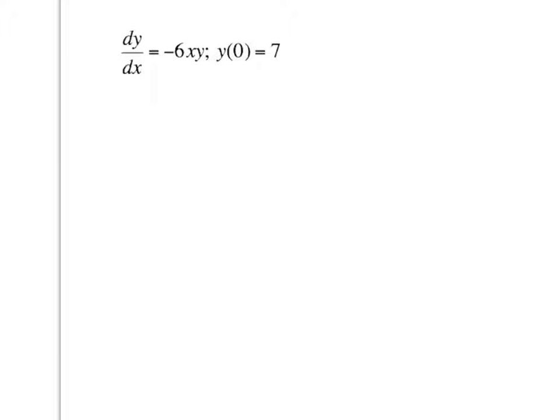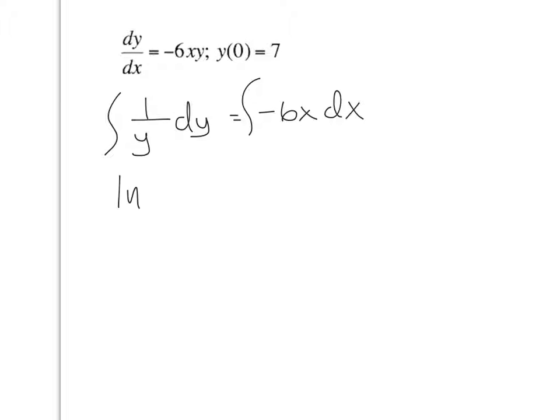Okay, so let's try another one. This one's already kind of rearranged to make things a little bit smoother. So right off the bat, I'm just going to divide by y on both sides, and I'm going to multiply by dx. So I end up with 1 over y dy equals -6x dx. And this time when I integrate, I'll end up with the natural log of y, which should have absolute values around it, equals -3x squared plus c.